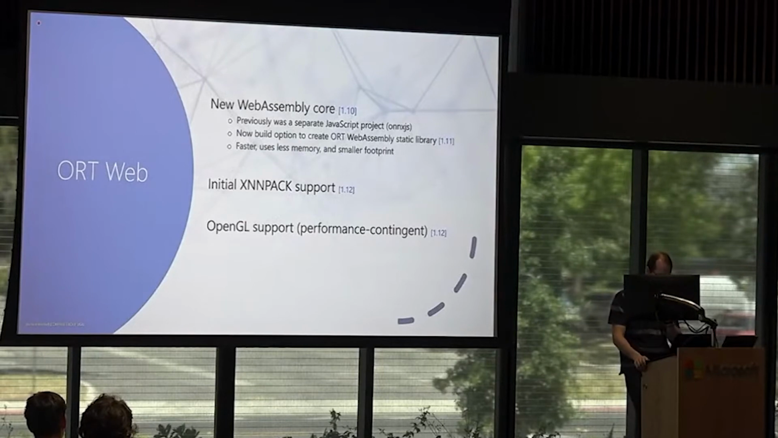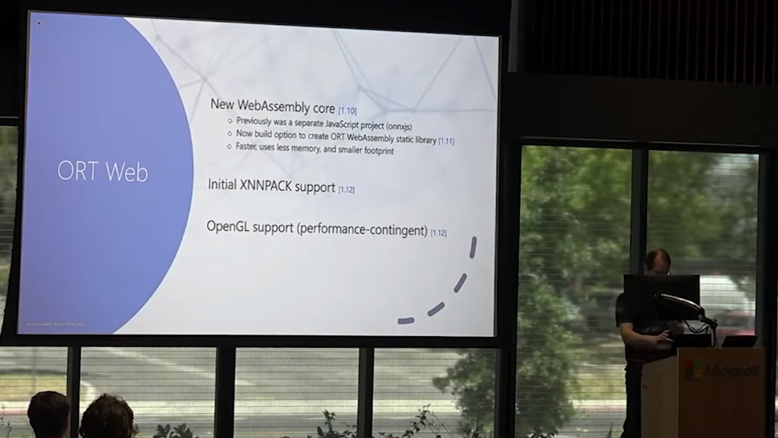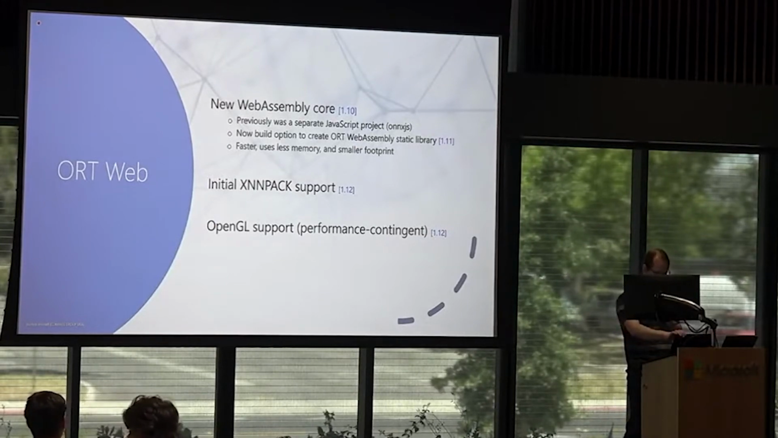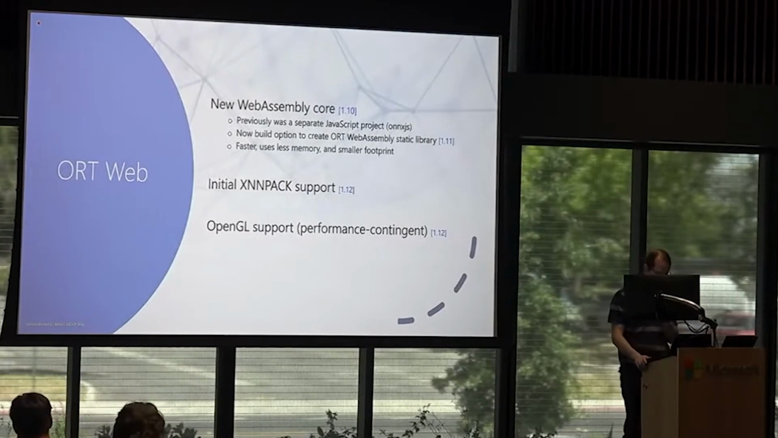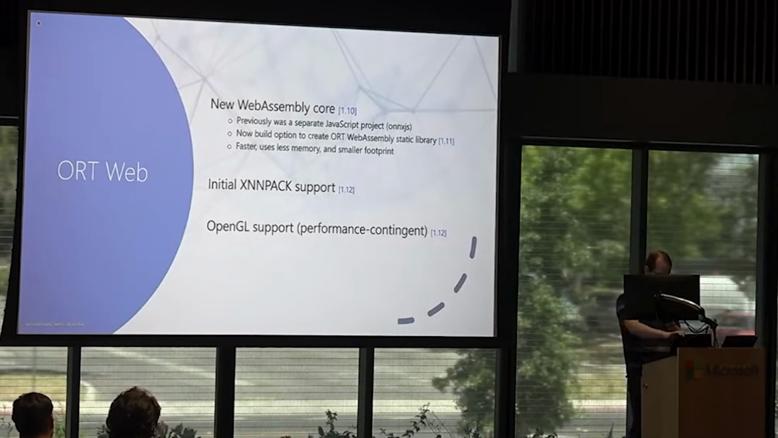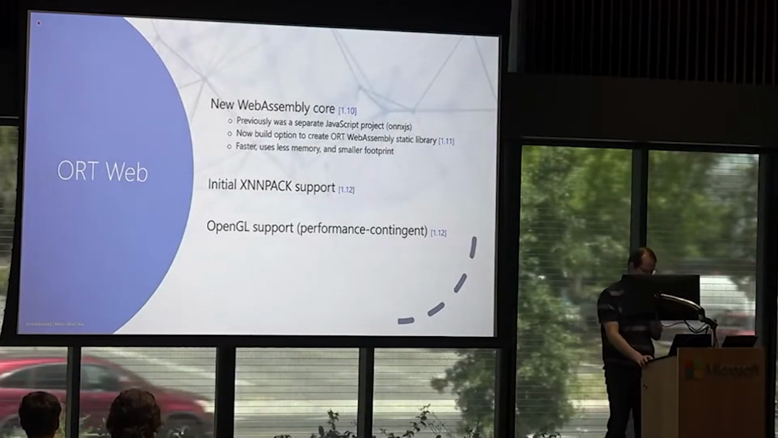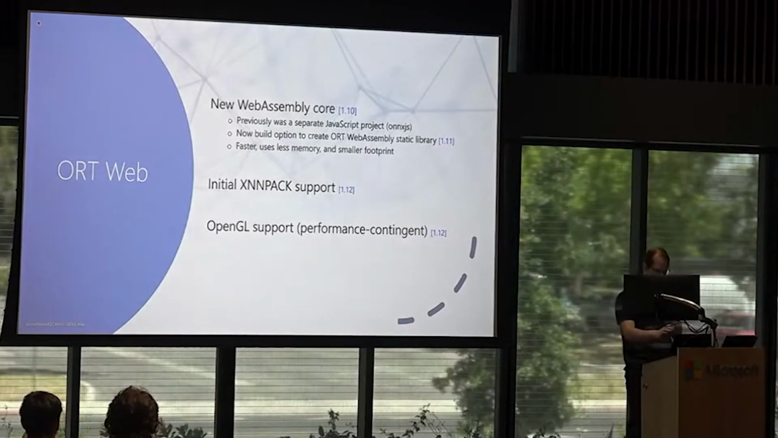ONNX Runtime Web is one of our newest offerings as we've seen growing interest in directly running inferences in the browser. We used to have a side project called ONNX.js, but this wasn't ideal. We needed to maintain two separate versions of the code, a JavaScript one and the primary C++ one, and we needed to ensure that the behavior was identical. Now we just compile the main C++ code into WebAssembly so that ONNX Runtime Web is backed by the same core code base. As a bonus, it's faster, it uses less memory, and the resulting binary is smaller, basically like having another target architecture to compile for.